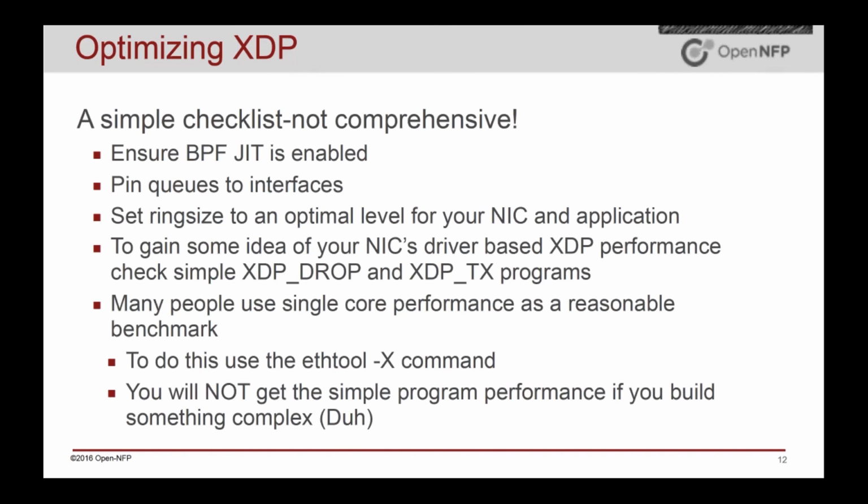Also, make sure your ring size is at an optimal level for your NIC and your application. So if you're running a bunch of jumbo packets, your ring sizes and so on are going to be very different to if you're looking at 78 byte or even MTU size packets.